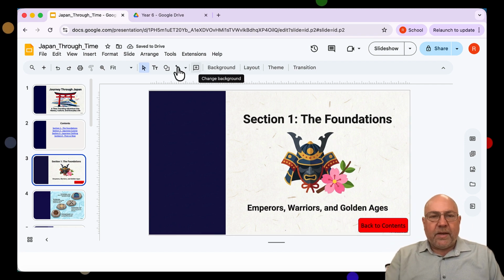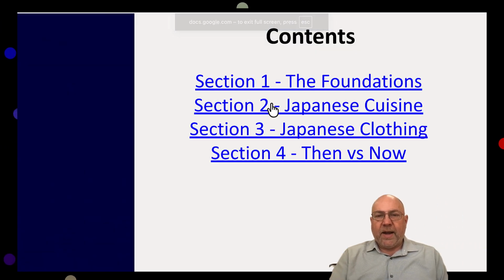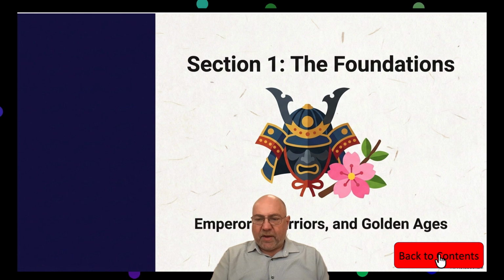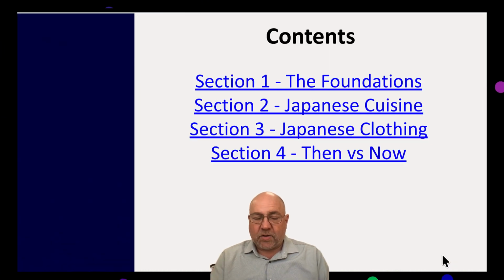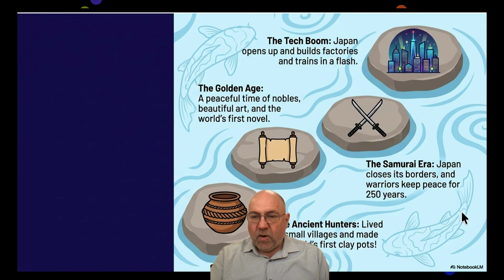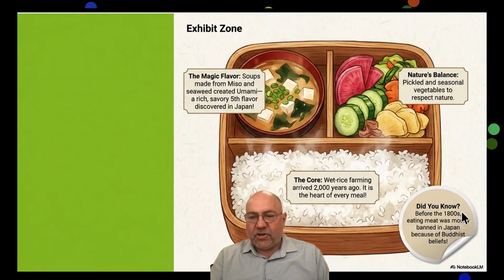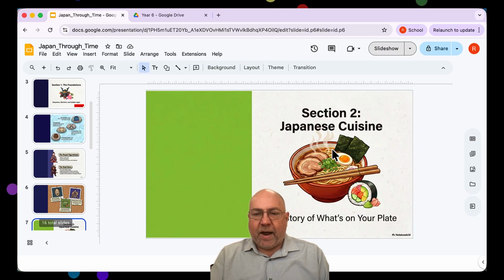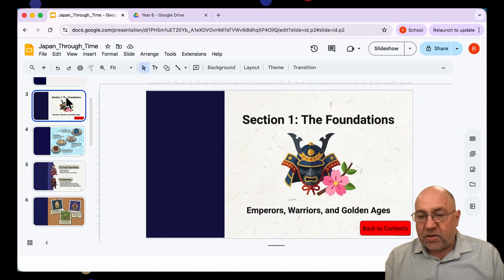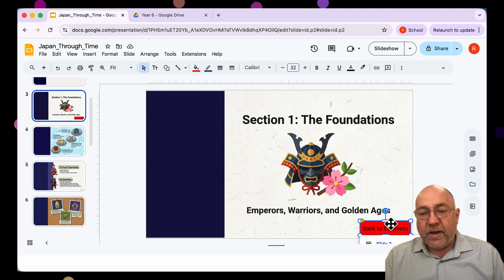So when we go into our presentation, we can now go to 1, and then if we go back to contents, it's going to go back to the contents. However, it's obviously not on any other page. So we need to sort that one out. So the easiest way to do that, because we've already created the button, we can just copy and paste it.